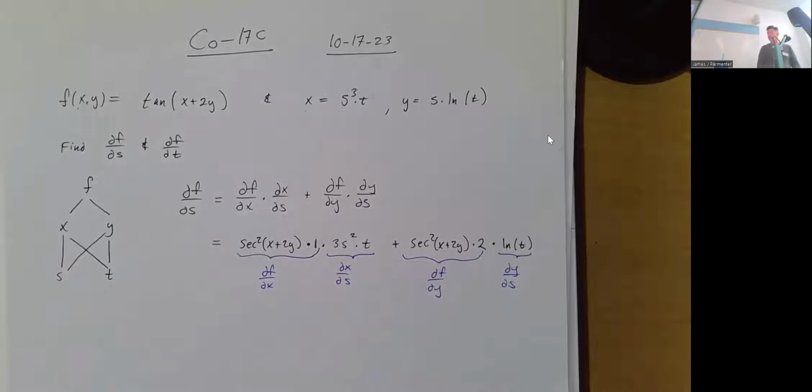If it were up to me, I would leave it like this, but some people would have you then input what x and y were equal to in terms of s and t, if you wanted to write the derivative as a function of s and t.